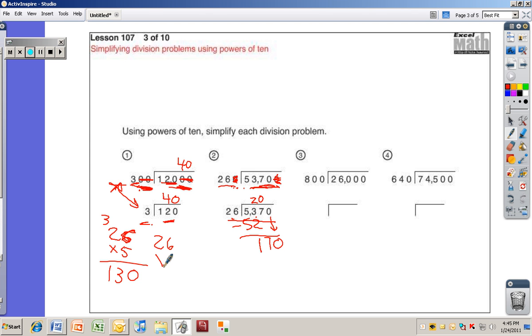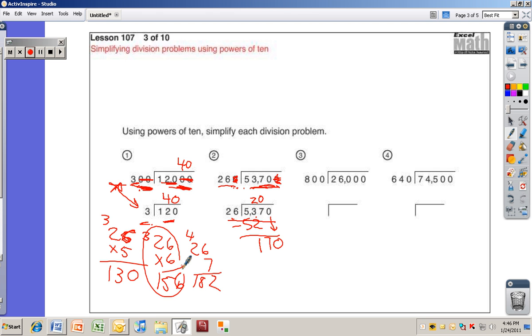26 times 6. 6 times 6 is 36. Carry the 3. 2 times 6 is 12, plus 3 is 15. You think that's close enough? No. Can we go in again? Maybe. 26 times 7. 7 times 6 is 42, plus 4 is 18 too big, right?